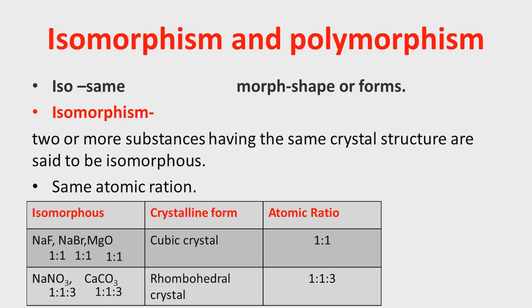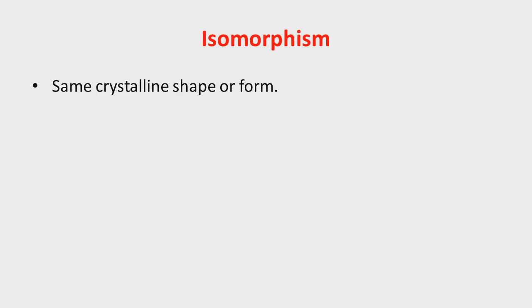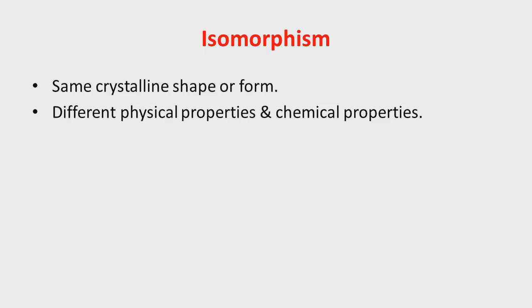Therefore, usually isomorphs have the same atomic ratio, but in some cases it is not true. So you have to remember that isomorphism means two or more substances having the same crystalline structure. Now we will see some characteristics of isomorphism. In crystalline solids, the arrangement of particles is regular or similar, and therefore these isomorphs have the same crystalline shape or form. Also, these isomorphs have different physical properties and different chemical properties.